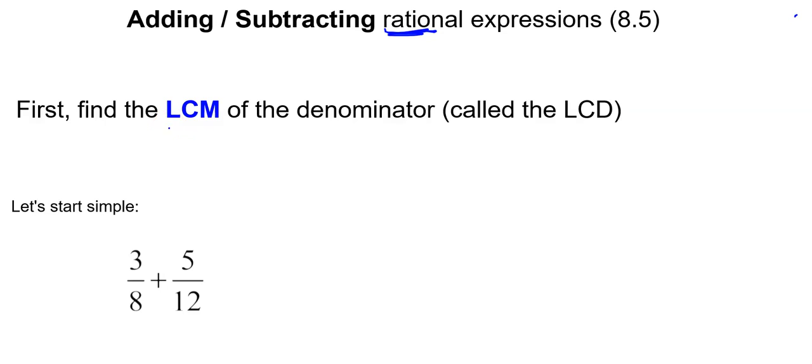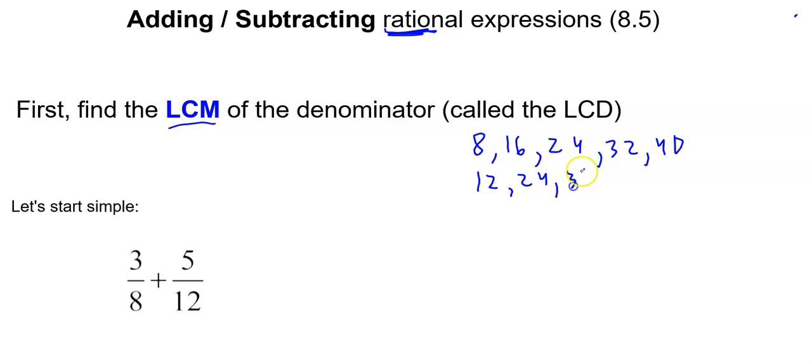So you want to get an LCM, a least common multiple of 8 and 12. And so multiples of 8 would be like 8, 2 times 8 is 16, 3 times 8 is 24, 4 times 8 is 32, and 40, and so forth. Multiples of 12: 12, 12 times 2 is 24, 36, 48, etc. What's the lowest common multiple? It would be 24, right? So we could get a common denominator of 24, which would be nice.